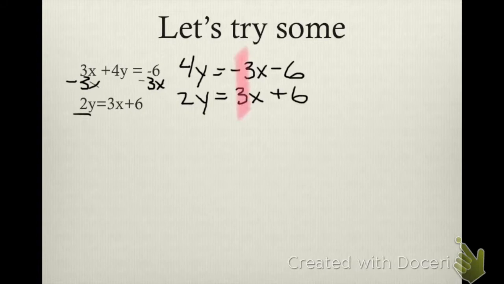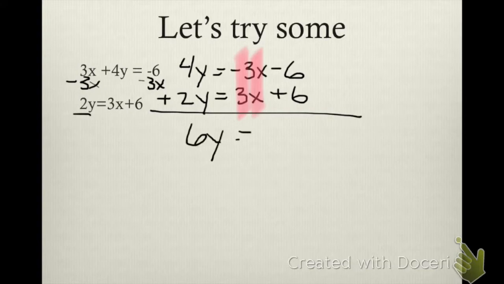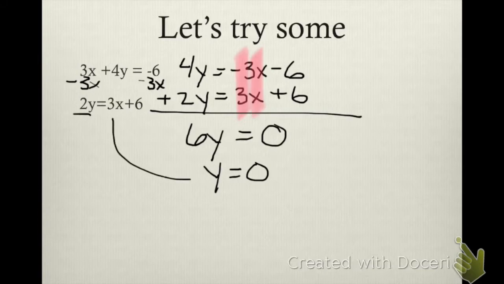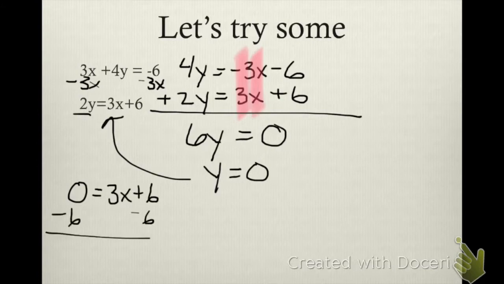So negative 3x and positive 3x would eliminate by addition. I'm going to add these two together. So I get 4y plus 2y equals 6y equals negative 6 plus 6 equals 0. So y equals 0. If I put that into this equation here, I would get 0 equals 3x plus 6. Subtract 6. Negative 6 equals 3x. So x equals negative 2. So I have the point negative 2 comma 0.